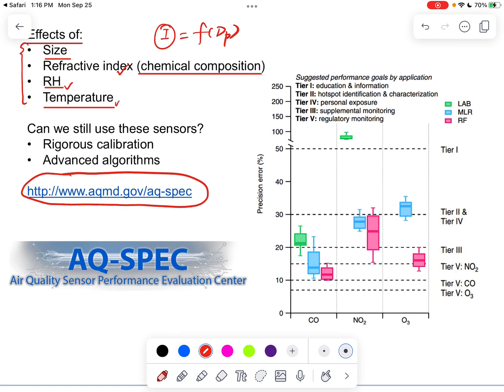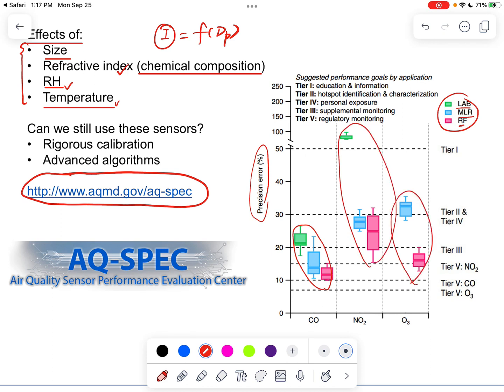So here I'm showing you a figure that's basically comparing how the different types of calibration might improve the sensor response by reducing their precision error. So you can see there are laboratory calibration, machine learning calibration, and random forest calibration or algorithms. So you can see by using different algorithms, you can reduce the precision errors for these sensors.